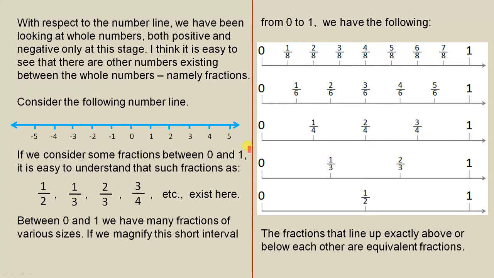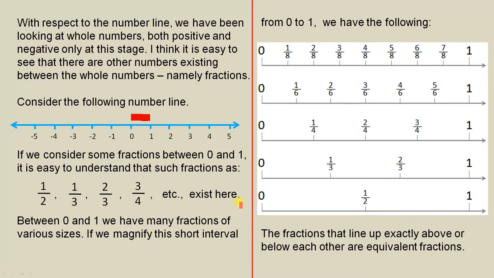If we consider some fractions between 0 and 1, it is easy to understand that such fractions as a half, a third, 2/3, 3/4, etc. exist here. So we're just looking at this interval here between 0 and 1. Between 0 and 1 we have many fractions of various sizes.